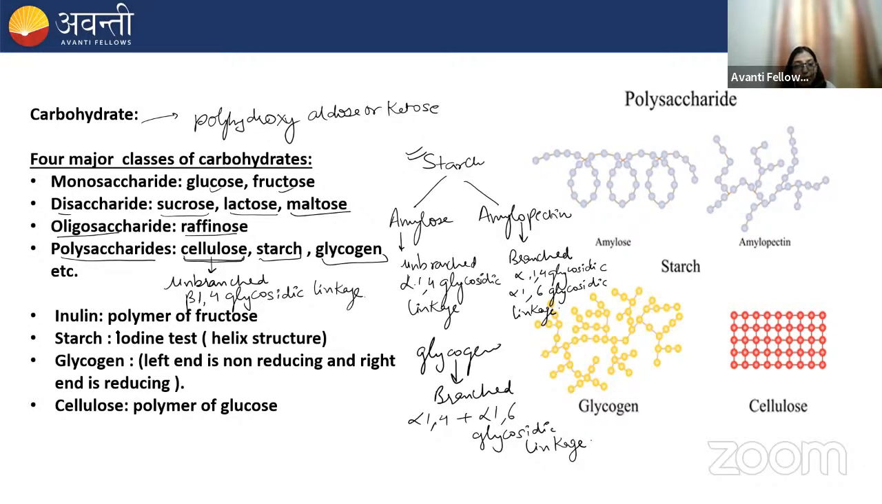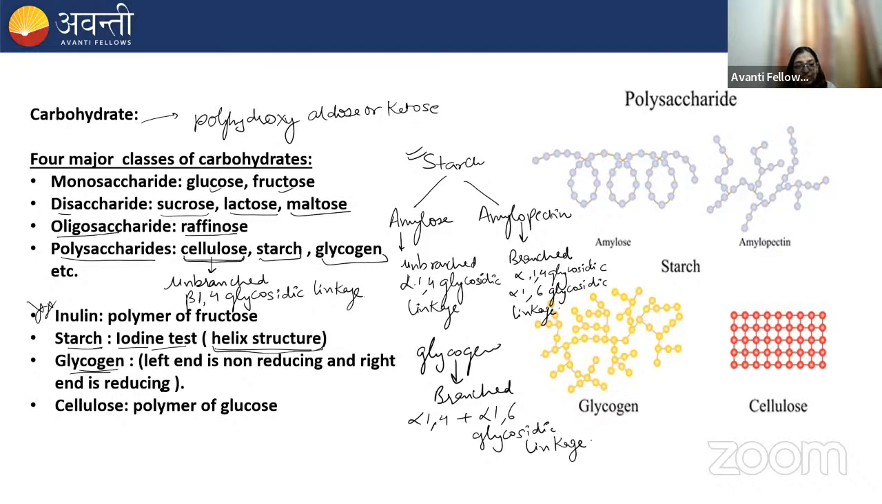Inulin is a polymer of fructose. Remember this. Starch has a helical structure. Because of this helical structure, when we treat the starch with iodine, the iodine gets trapped in the helical structure and cannot move out. Because of this, starch gives the positive iodine test, the blue-black color.